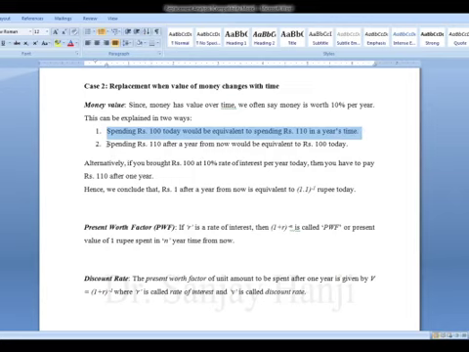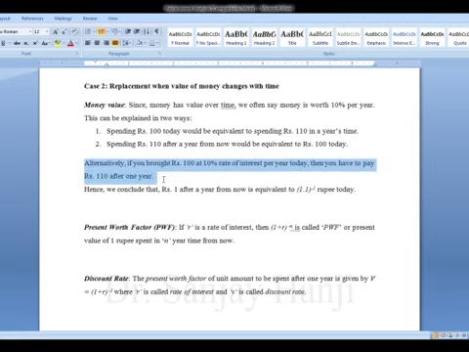Or you can also say in these words, spending 110 rupees after a year from now would be equivalent to 100 today. Means if you spend 110 rupees next year, it is equivalent of spending 100 rupees today. Alternatively, if you borrowed 100 rupees at 10% rate of interest per year today, then you have to pay 110 rupees after 1 year. Hence, we conclude that rupees 1 after a year from now is equivalent to 1.1 raised to minus 1 rupee today.